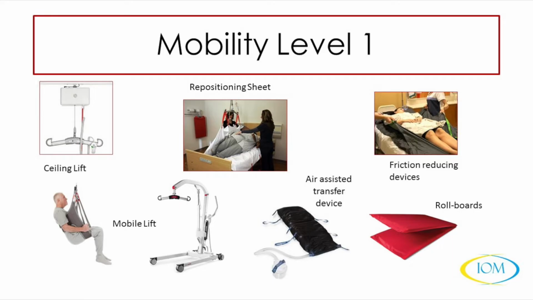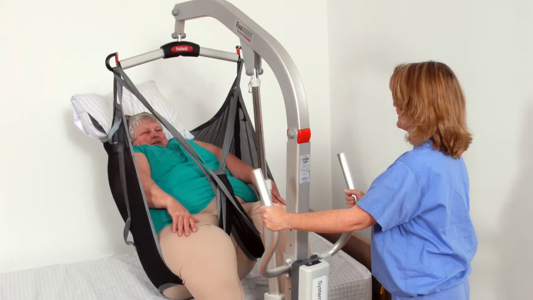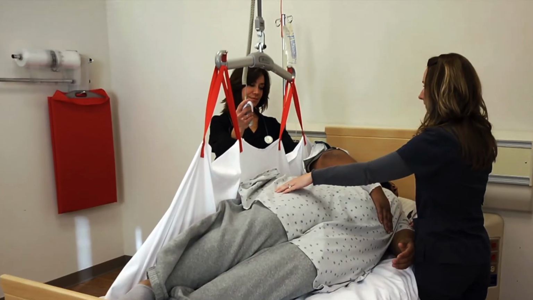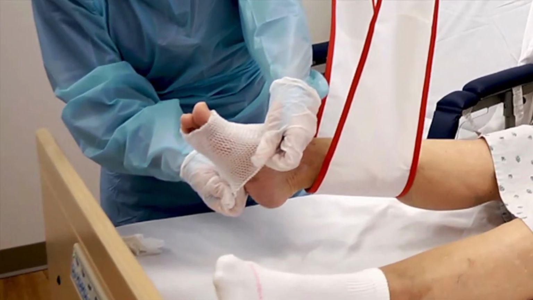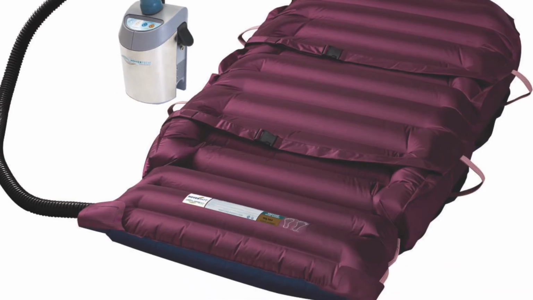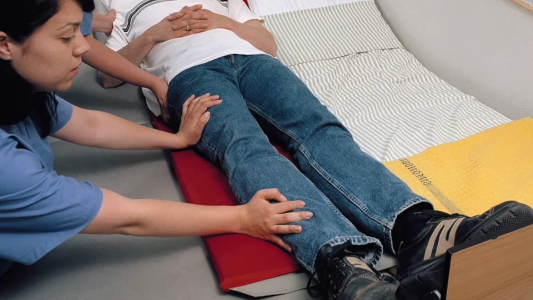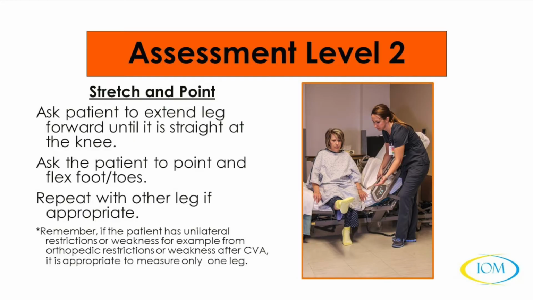If your patient fails Assessment Level 1, your assessment is complete and your patient is considered Mobility Level 1 or dependent. Consider using some of the devices seen here to assist your patient with movement and transfers. These include a ceiling lift, mobile lift, safe handling sheet, limb slings, air-assisted lateral transfer device, or other friction-reducing device. Patients who are able to complete Assessment Level 1 may move on to Assessment Level 2.